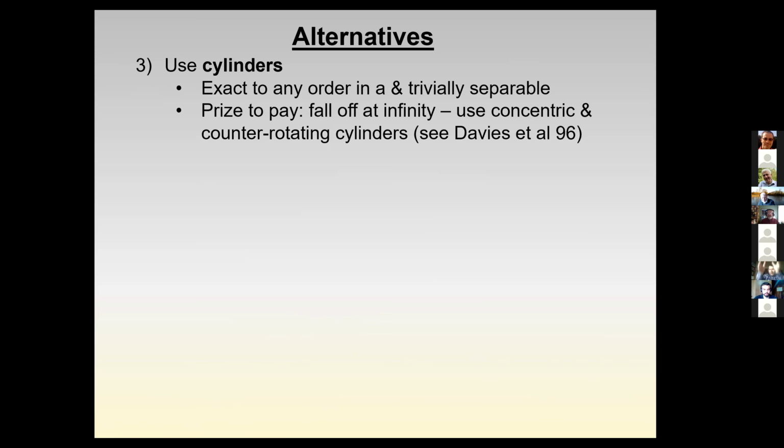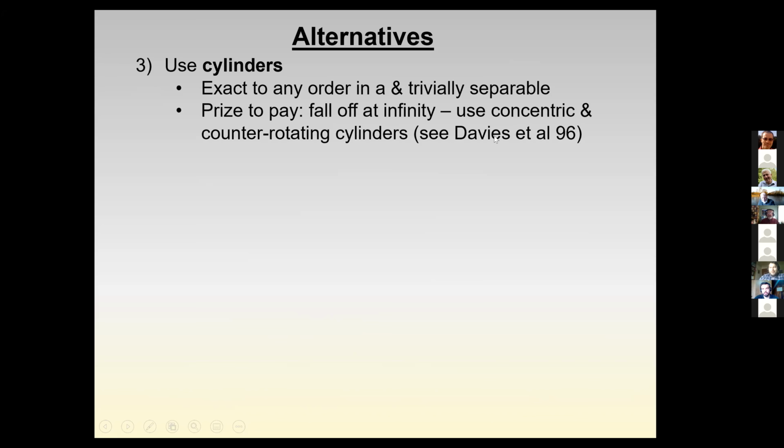The other possibility is actually much nicer, and it's to consider cylinders. If you consider an infinite cylinder which is rotating, then it only depends on the radius away from the cylinder, right? And so the metric is true to any order in A. The solution is trivially separable because it only depends on how far we are from the cylinder. Of course, the price to pay is that the cylinder is not asymptotically flat, really. So you have some weird fall off at infinity, and the rotation may screw up things.